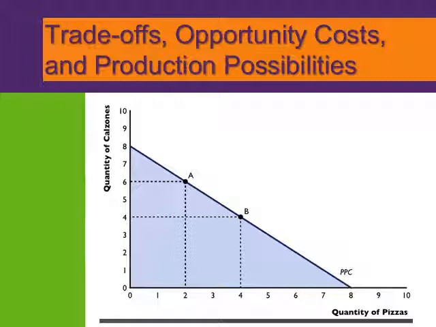Also notice that Guido is deciding how much of each item to produce. He doesn't have to produce only pizza or calzones. He can produce a mix of each. So the production possibilities curve also shows the idea of marginal analysis.